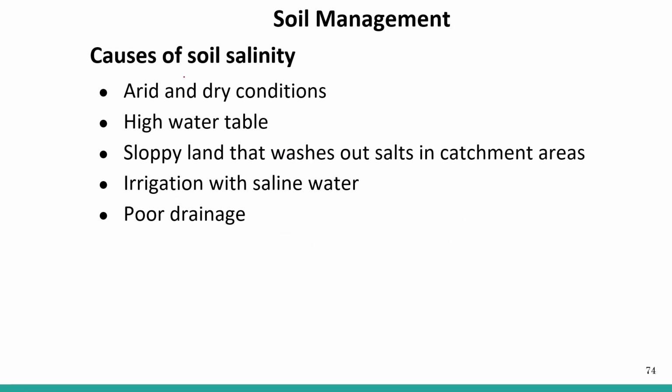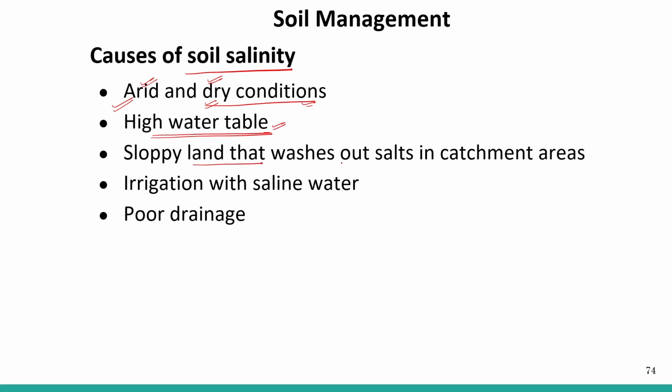Okay, so the first one is the causes of soil salinity. Arid and dry conditions. This causes soil salinity when the condition is quite arid or dry, like the conditions present in the desert, that is the arid and dry condition. So that causes the salinity. High water table. If the water table is high, then also it causes the salinity.